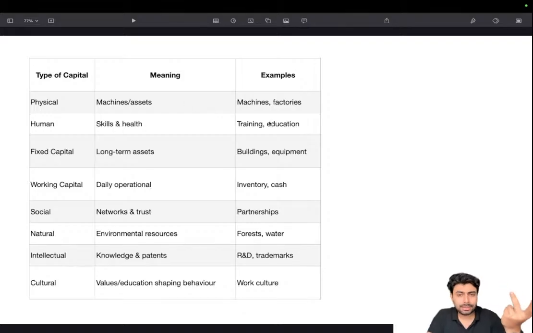So I've made a list again. Physical capital are the ones that we can touch and feel. They are tangible ones. Human assets or human capital are the things that we cannot touch or feel. They are ideas, training, education, things like that. They do create an impact, but we cannot see them. They are all abstract things. Fixed capital: long-term assets, buildings, equipment, machinery, etc. Working capital: operational, inventory, cash, fuel, raw material, etc.